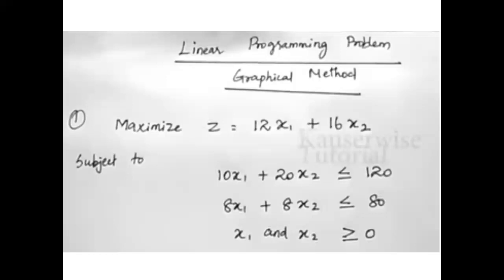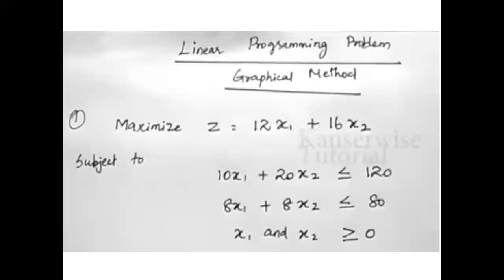This graphical method can be used to solve a linear programming problem only when there are two decision variables. As you can see from this question, maximize z = 12x1 + 16x2. Here z = 12x1 + 16x2 is the objective function, subject to the constraints 10x1 + 20x2 ≤ 120 and 8x1 + 8x2 ≤ 80.